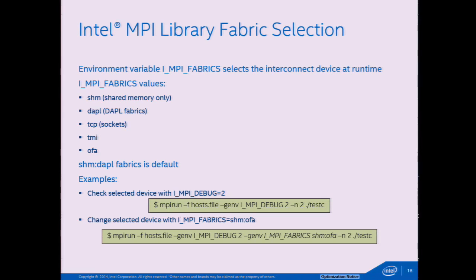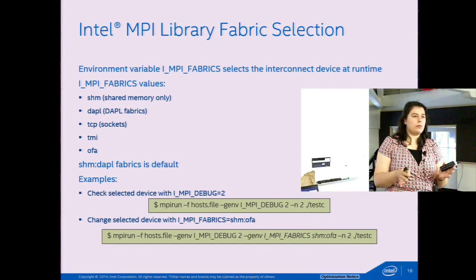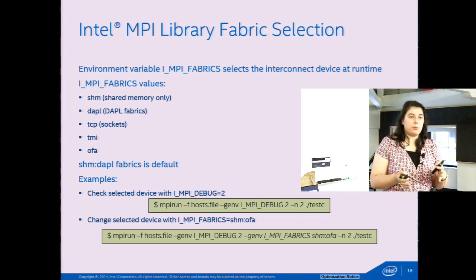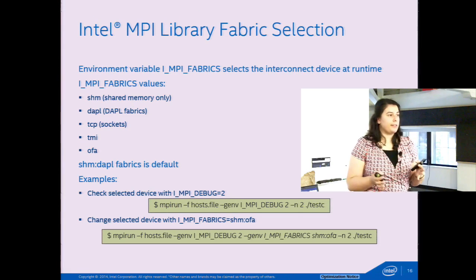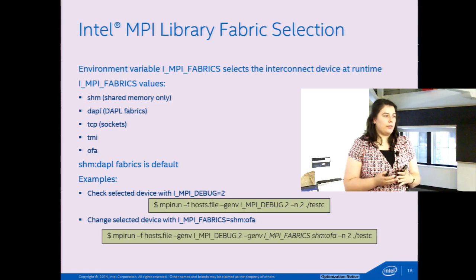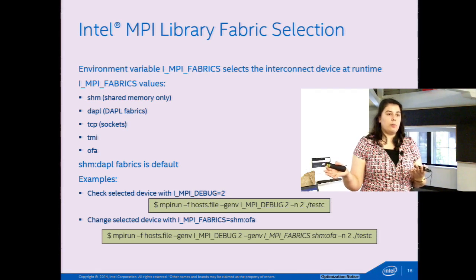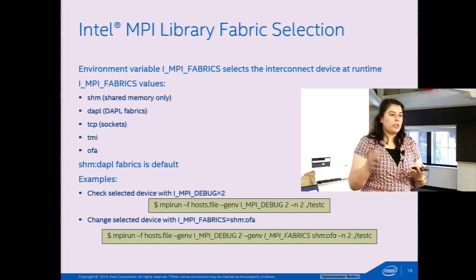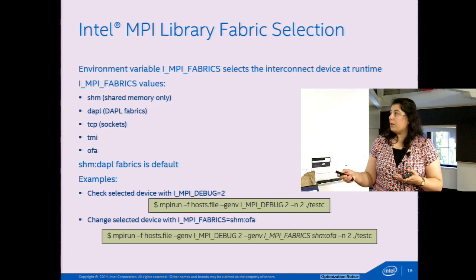I talked a little bit about fabric selection. What we do is, when we do communication between ranks, if the ranks are all local to the current node, we'll always use the shared memory device, just because that's always going to be the fastest. If we want to do communication remotely to other nodes, then we're going to try and pick whatever fast fabric is available on the machine. By default, this will be set to the DAPL value, which is this guy right here.